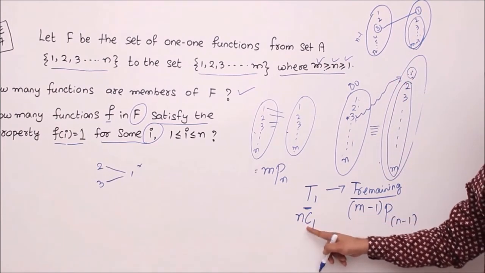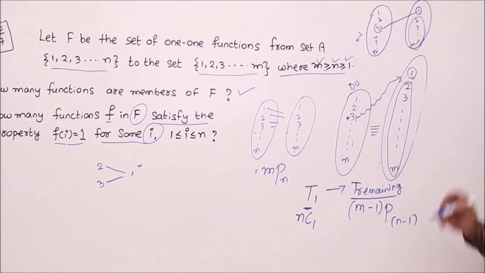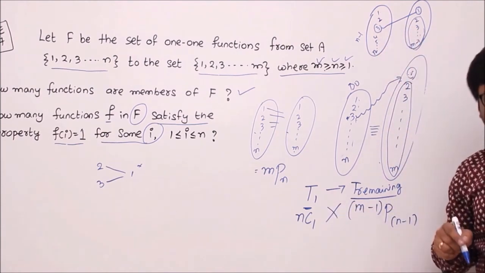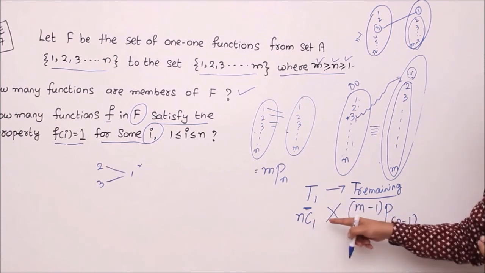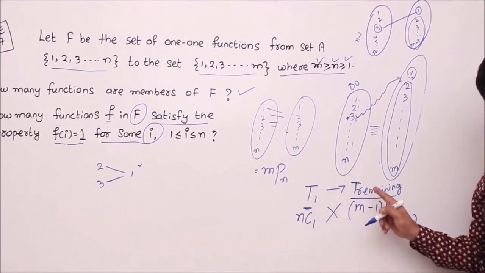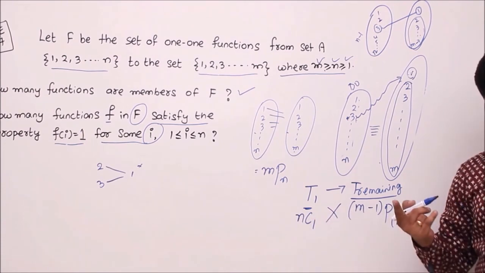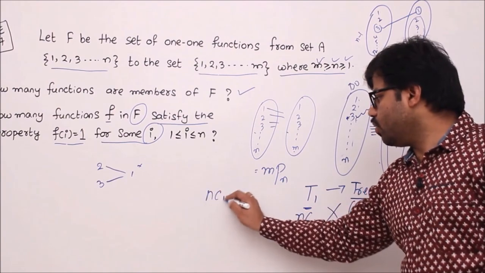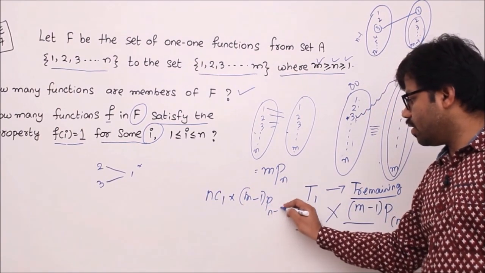The first one is nC1 to fix one element of this first set to 1, right? So according to the product rule, if you do these two tasks, then only the overall mapping will be done. That's why, according to the product rule, when you have two subtasks to do the overall task, those subtask counts should be multiplied. That's why I am multiplying. So the final answer is nC1 times (m-1)P(n-1). Okay.